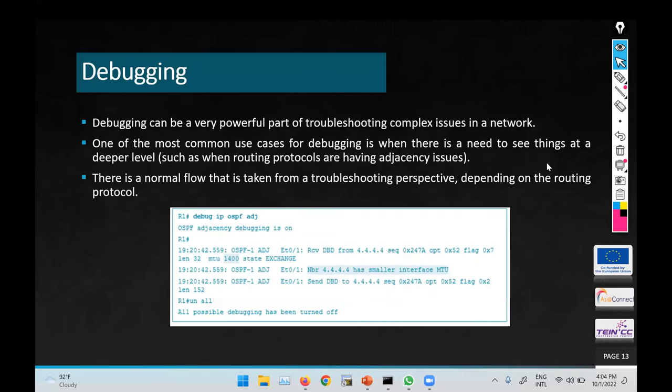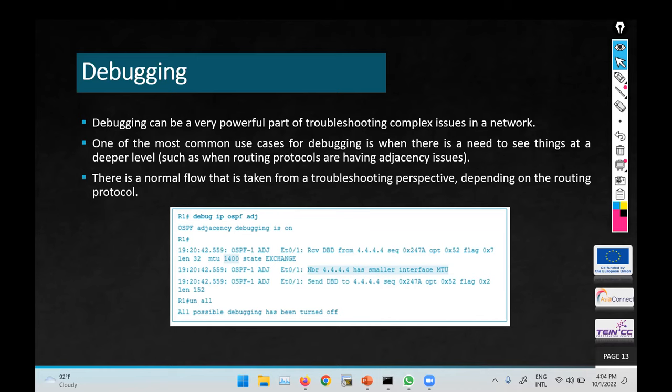And other things, like the debugging command we use for troubleshooting an adjacency problem. Say you have configured OSPF in your network, you have configured EIGRP, you have configured BGP, but the adjacency is not coming up. It can be for OSPF, it can be for EIGRP, then you have to check the debug command.